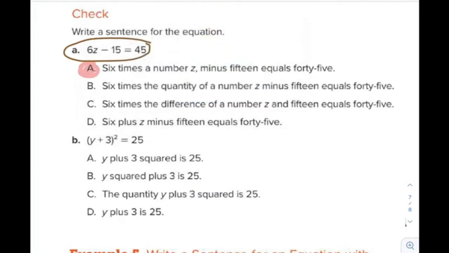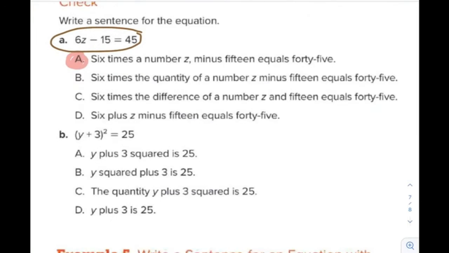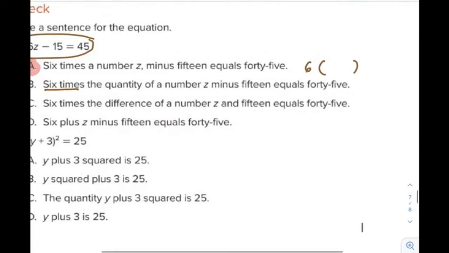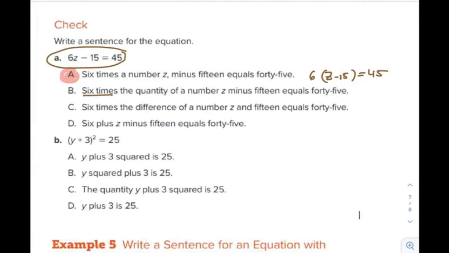Let's see what if somebody else has chosen B. What is the mistake? 6 times the quantity, so 6 times the quantity, open a bracket, of a number Z minus 15 is equal to 45. Is it the same? Of course it's wrong. So this is wrong definitely.